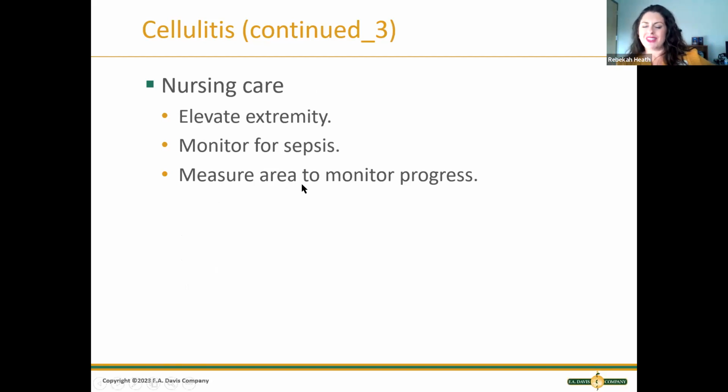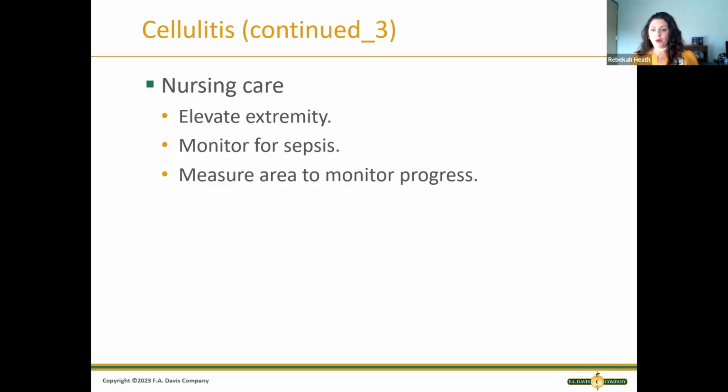You also want to measure the area. I want you to think for a minute of how you would measure an area of infection for cellulitis. Okay, hopefully you thought about it. What about if it's on my arm? We talked about those signs and symptoms. It was red, it was swollen. How do I measure that?